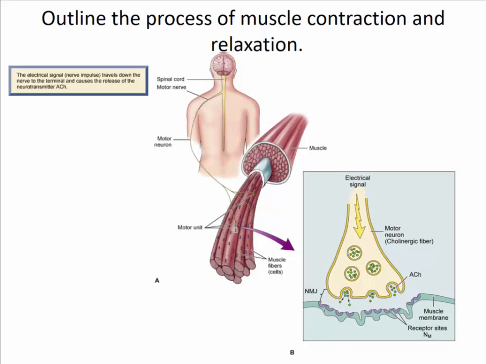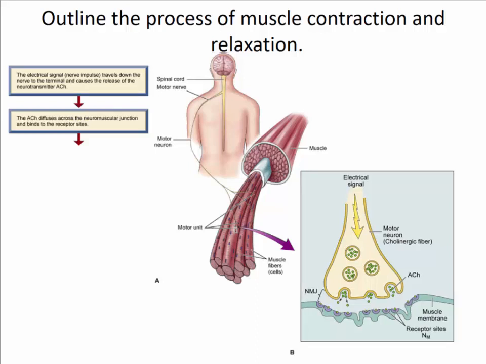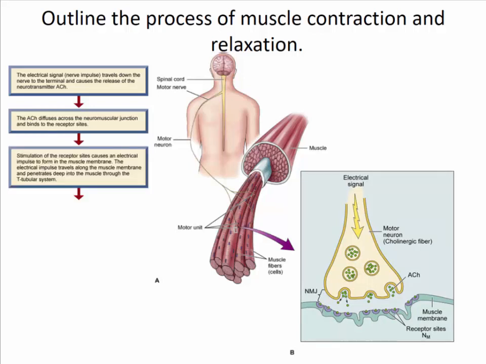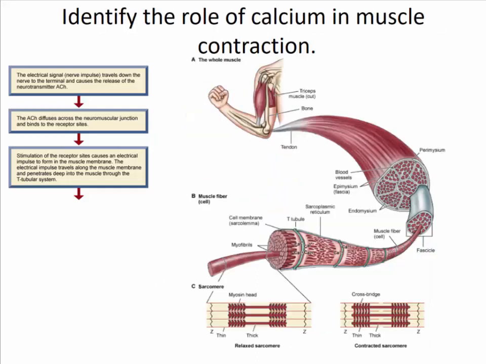The electrical signal, the nerve impulse, travels down the nerve to the terminal and causes the release of the neurotransmitter acetylcholine, as we mentioned before. The acetylcholine diffuses across the neuromuscular junction, the synaptic cleft, and binds to the receptor sites. The stimulation of the receptor sites causes an electrical impulse to form in the muscle membrane. The electrical impulse travels along the muscle membrane and penetrates deep into the muscle through the T-tubule system that we saw in this image earlier.